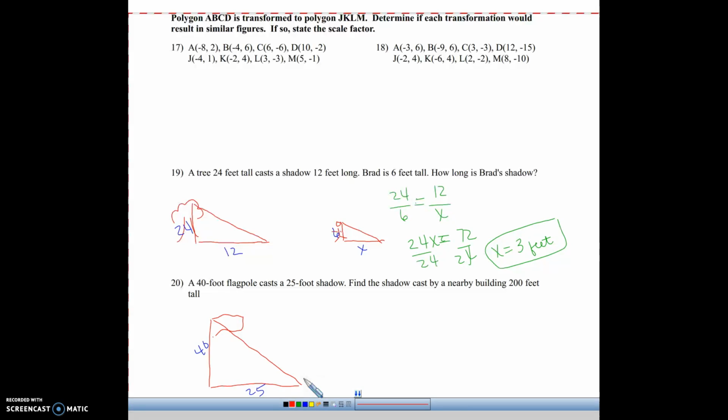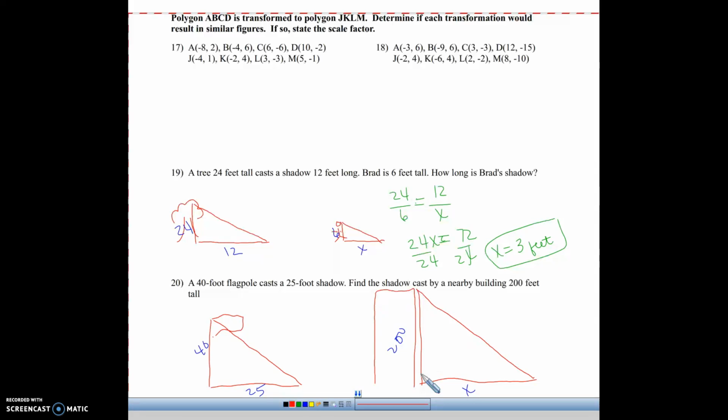Find the shadow cast by a nearby building that's 200 feet tall. Okay, so here's my nearby building. And we want to know its shadow. My building here is 200 feet. And my shadow is going to be X that I'm trying to find. This building, again, makes a triangle.